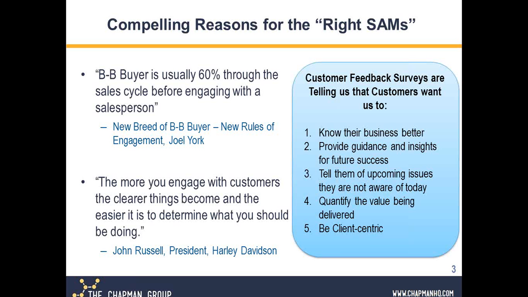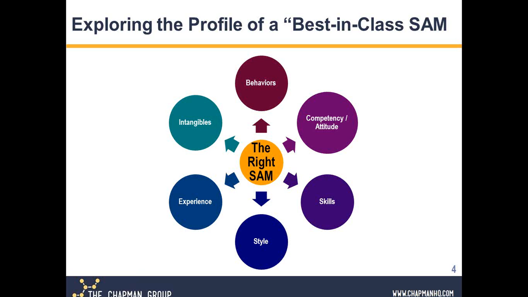So today, I'd like to take those first couple of messages about how the world is so different. Today I would argue that the role of the strategic account manager is a profession versus a role, as it might have looked before. And I'd like to explore these six different areas: behaviors and competency, attitude, skills, style, experience, and tangibles, as they relate to probably the biggest challenge we all have, and that is putting the right people in the right roles. So that's where we're headed today.